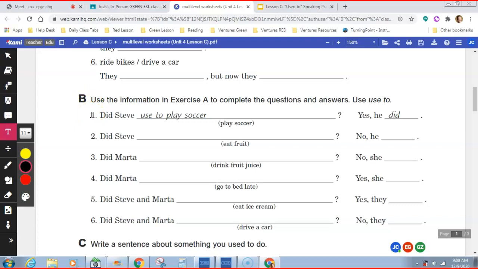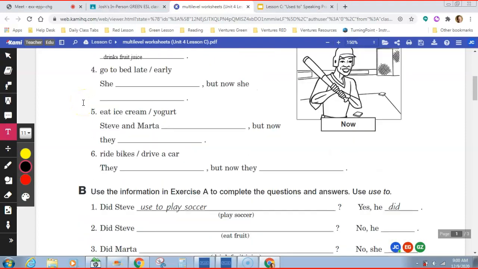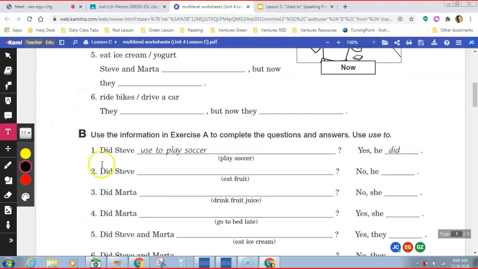Geetha, will you read the instructions for the next section? Construction. Use the information in exercise A to complete the question and answer. Use to. So this is about Steve. Steve used to play soccer, but now he plays baseball. And the example says, did Steve use to play soccer? And they just use what's right here.